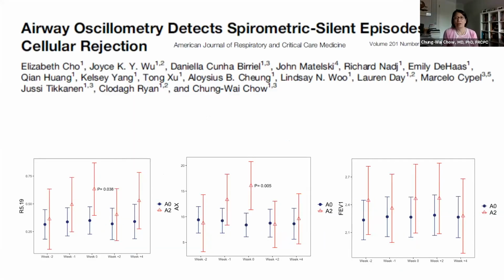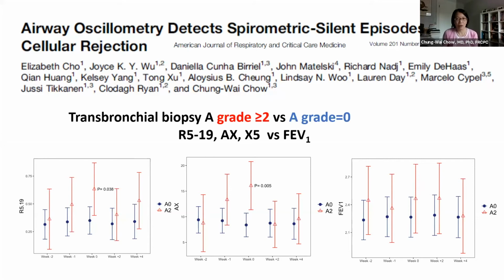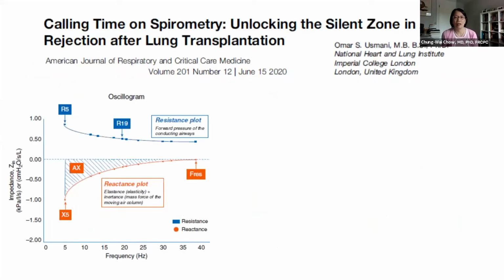Now, my group began our studies in lung transplantation in late 2017, where we prospectively enrolled patients who were just transplanted to oscillometry in comparison with spirometry. The specific endpoints we were interested in were biopsy-proven, clinically significant acute rejection compared to biopsy-proven no rejection. We compared the current gold standard method of monitoring lung function, which is FEV1, with the oscillometry parameters R5 to 19, AX, and X5. This paper was published in the Blue Journal in June this year, and it was accompanied by an editorial.